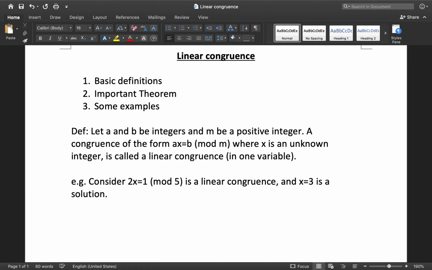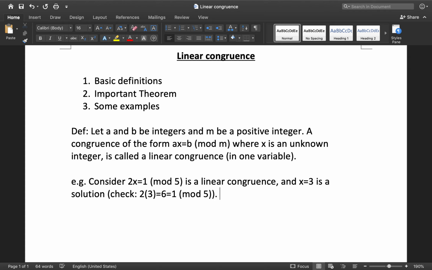Okay, you just try. We can check. So we multiply 2 by 3, then we get 6, and it's easy to see that 6 is equivalent to 1 modulo 5, because 6 minus 1 is equal to 5, which is congruent to 0. So x equal to 3 is a solution.